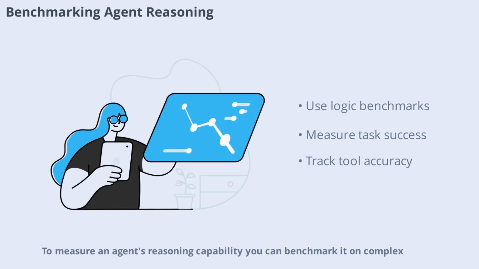How do you measure an agent's reasoning capability? You can benchmark it on complex logic tasks like SWE-bench for software engineering, HumanEval for coding, or custom domain-specific test suites. These benchmarks assess task completion rates, tool execution accuracy, and the average number of steps taken. Regular benchmarking helps ensure your agents are performing as expected and highlights areas for improvement.